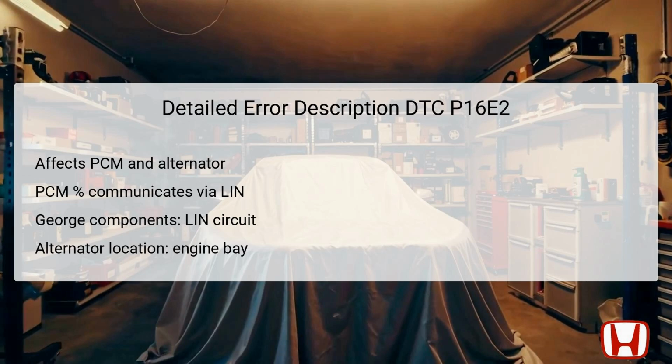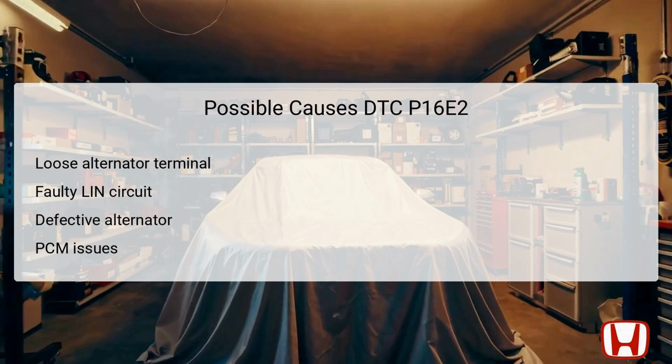A loose terminal at the alternator's +B terminal could also trigger this DTC, indicating that meticulous inspection of electrical connections is essential for troubleshooting. The potential causes for DTC P16E2 primarily include a loose terminal connection at the alternator's +B terminal. This situation can prevent reliable signal transmission between the alternator and the PCM.